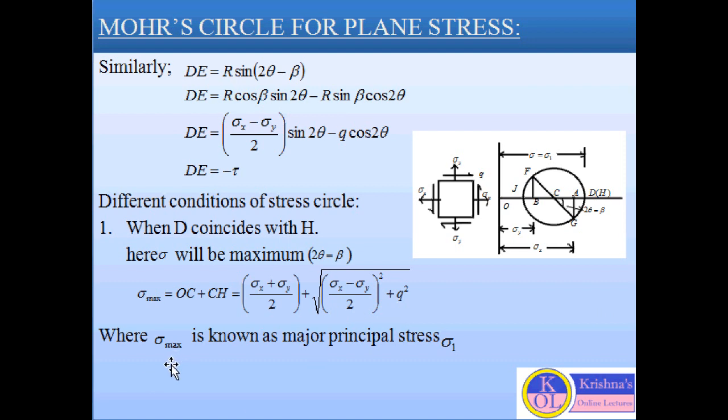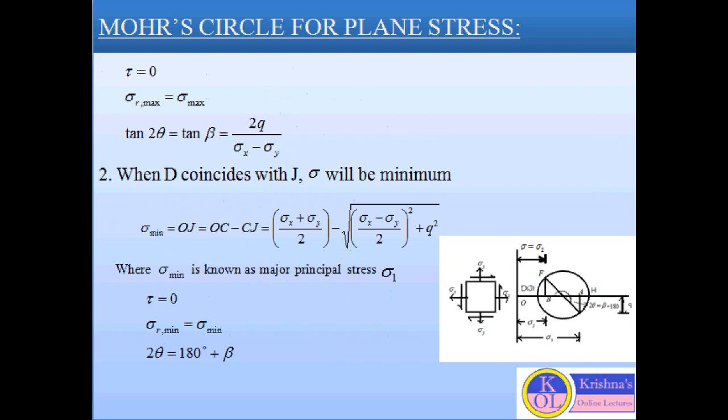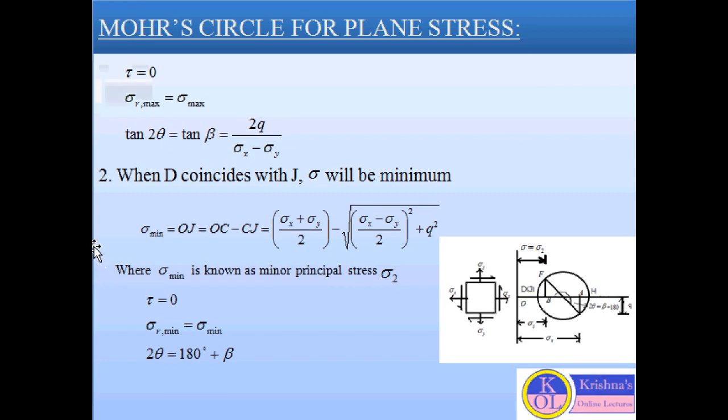The maximum normal stress sigma max is known as the principal stress. The value of shear stress will be 0 here, and the resultant is the maximum normal stress. The angle is given by tan 2 theta equal to tan beta equal to 2Q by (sigma x minus sigma y).